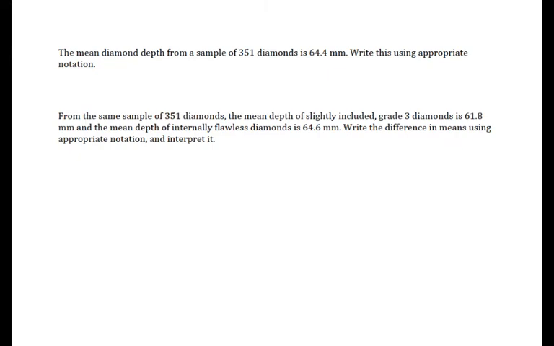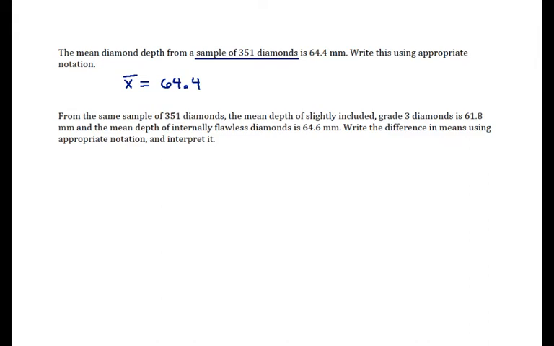So another example where we're talking about means and using correct notation. This is a sample of 351 diamonds, so we know that we're working with a sample and not a population. This is not the population of all diamonds. The mean is 64.4 millimeters for the depth, and so we're going to use X bar for this mean because this is a sample mean, and say that X bar is equal to 64.4.